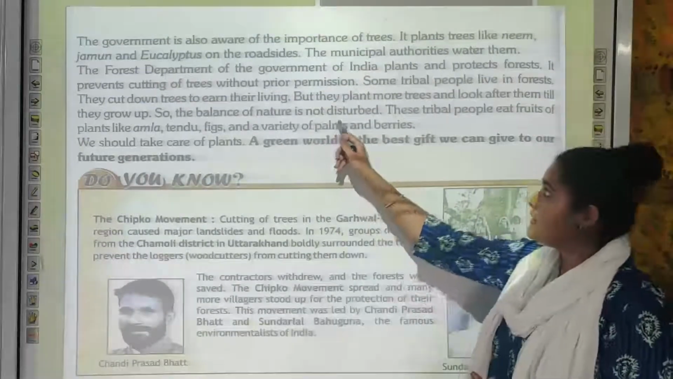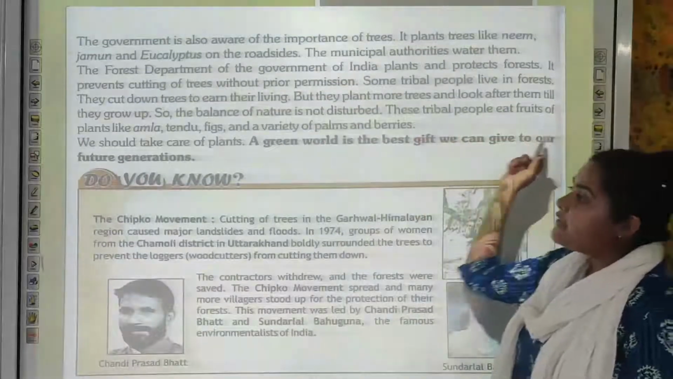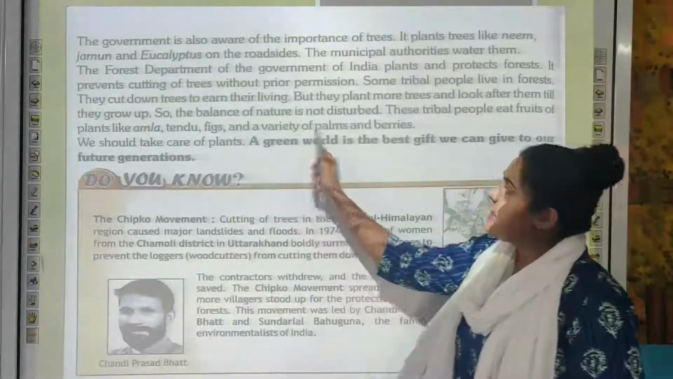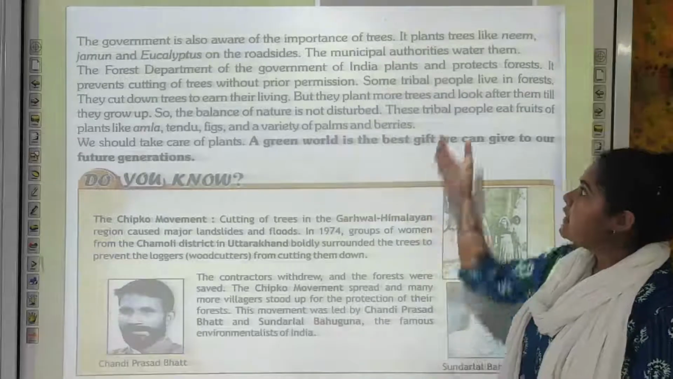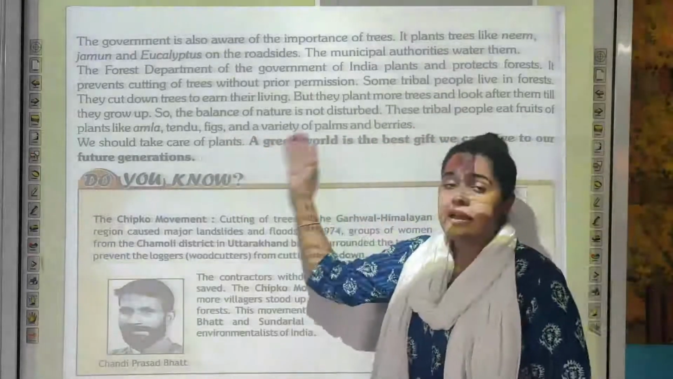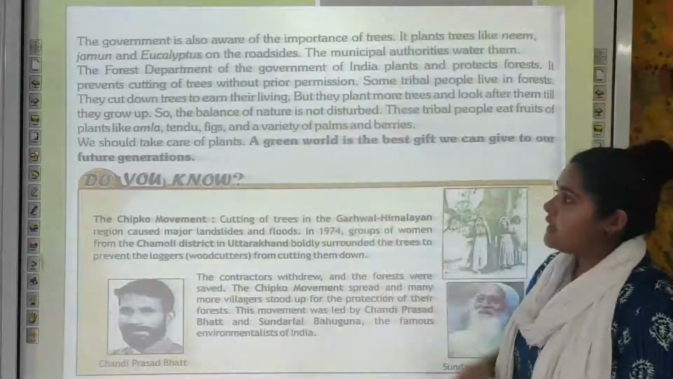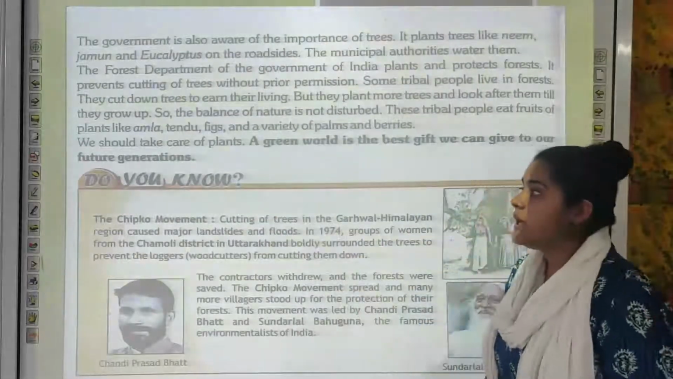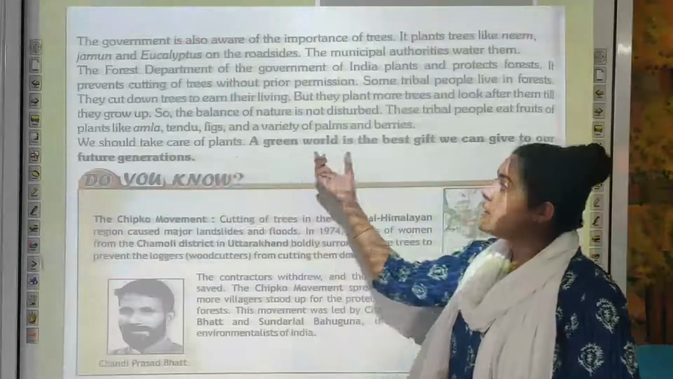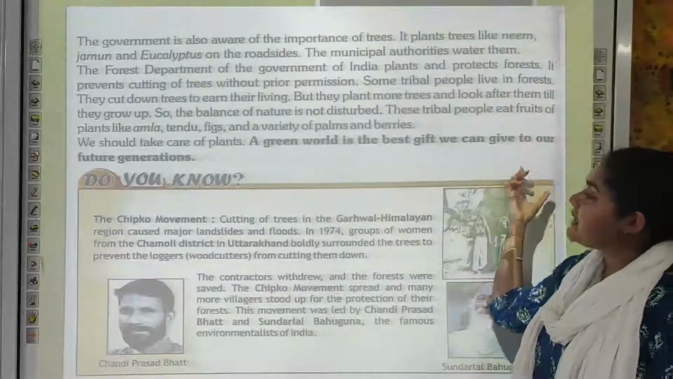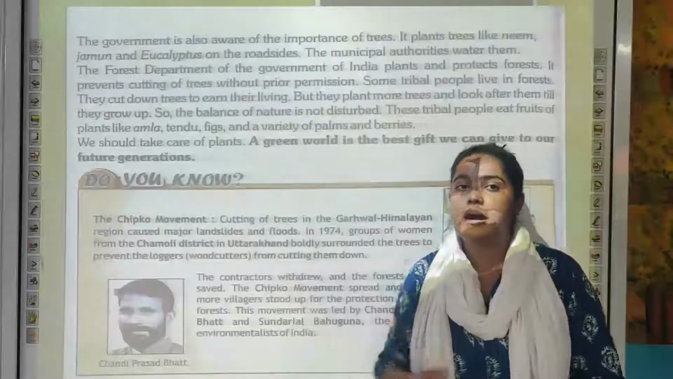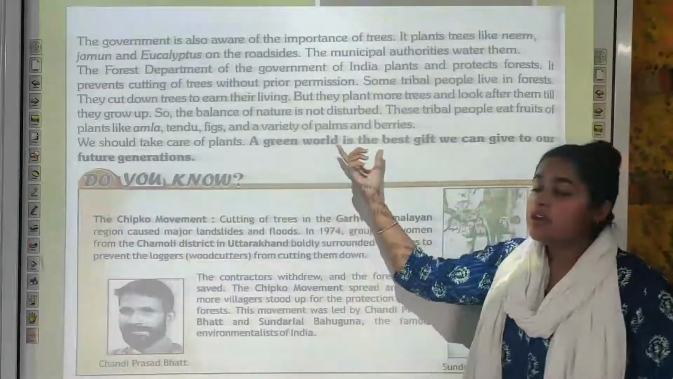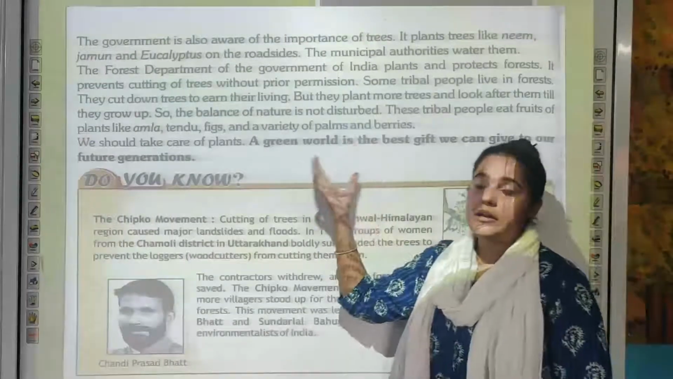It is not disturbed. These tribal people eat the fruits from plants like amla, the figs, and varieties of palms and berries. Then we should take care of the plants. It is our responsibility to take care of the plants. The green world is the best gift that we can give to our coming generation. What is the best gift we can provide them? A green environment, planting trees.